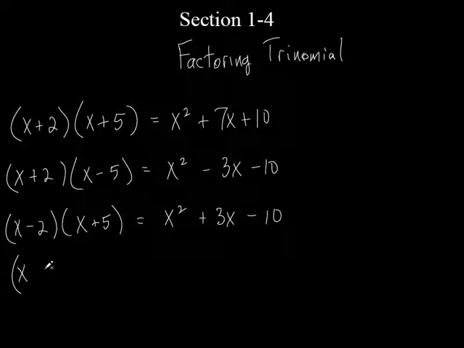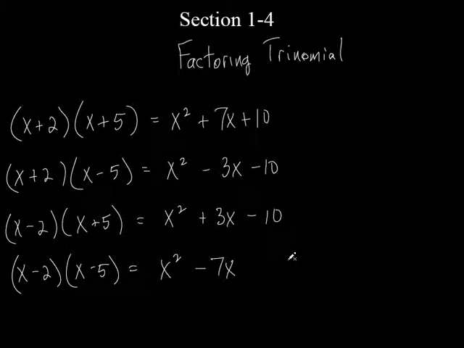So I went two positives, then a positive and negative, then negative, positive, so now what do you think I'm going to do? Negative, negative, very good. So we multiply it together, we get x squared. Then the outside is negative 5x, the inside is negative 2x. So it's negative 5 minus 2, which is negative 7x. And then positive 10.